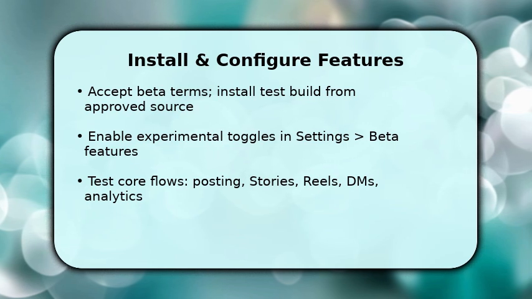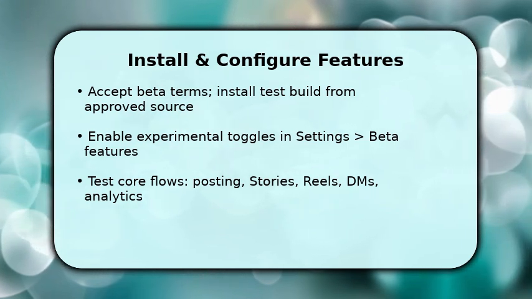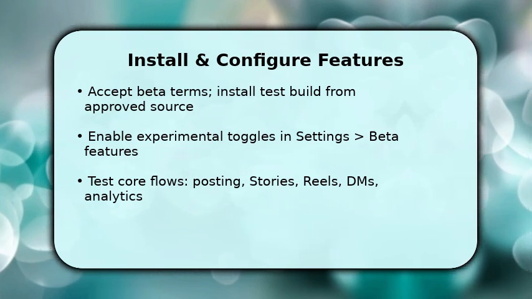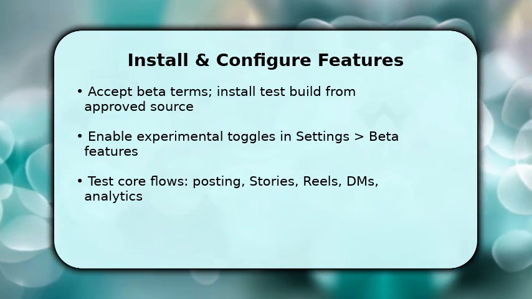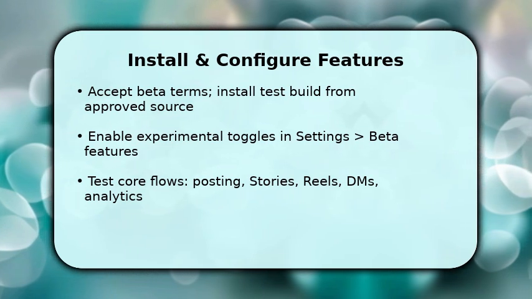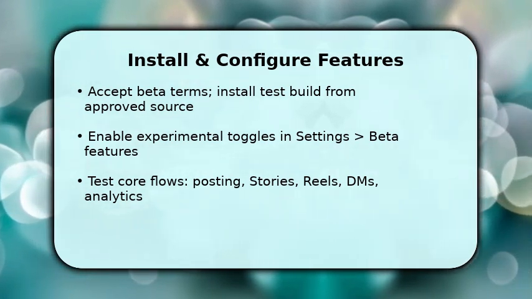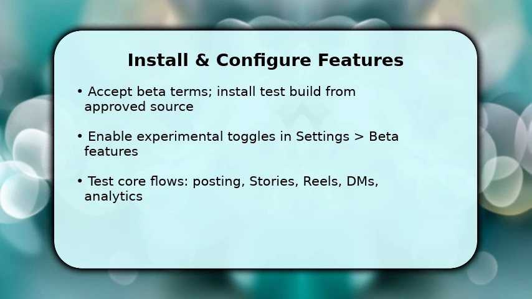Next, run through core flows. Create a post, upload a story, produce a reel, send DMs, and check analytics. This verifies behavior under normal use. While testing, take notes and screenshots of unexpected UI or crashes so you can report reproducible issues later.